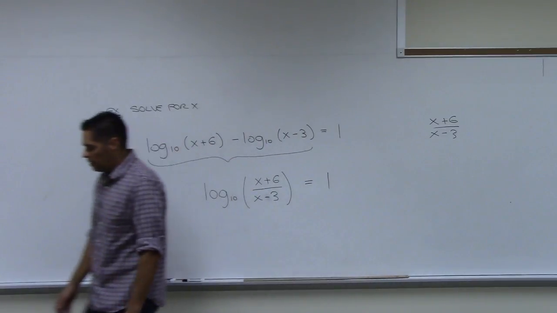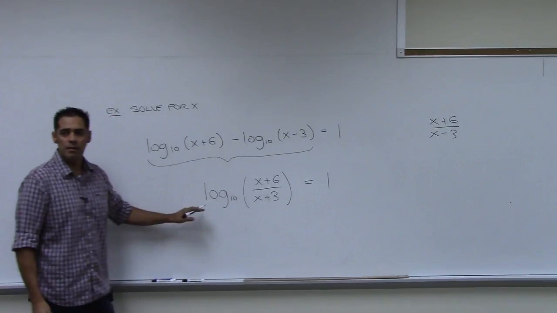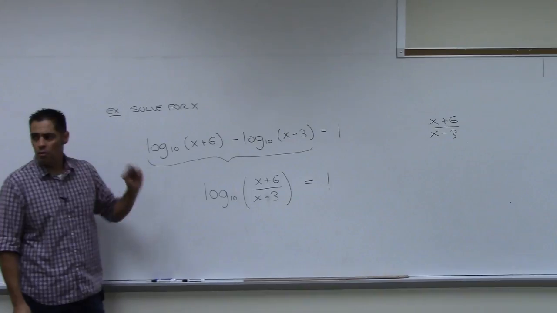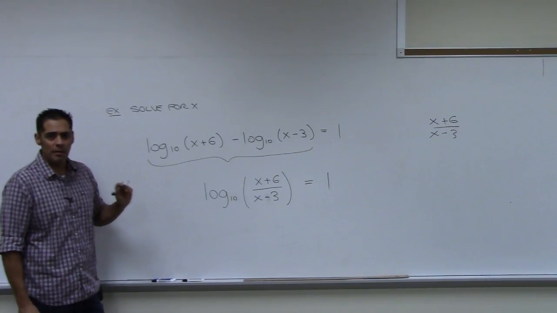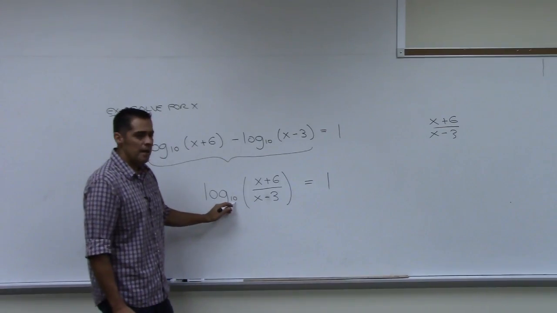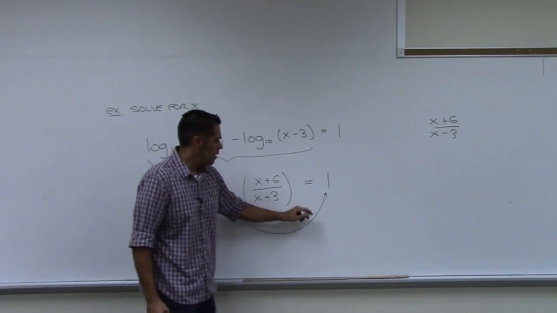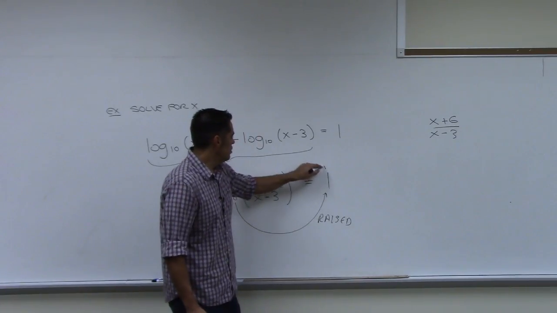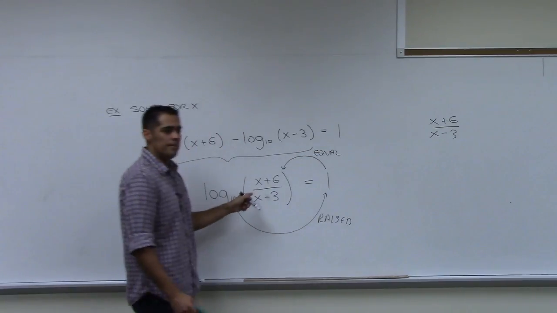Well, I don't know if you think that looks better, but it's different, right? Instead of 2 logs, we have 1 log. Now, do you remember last class I told you about this thing that I called a loop? Apply the loop to this equation. You start at the base, and you say 10 raised to that should be equal to that.